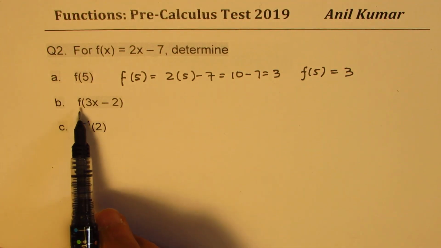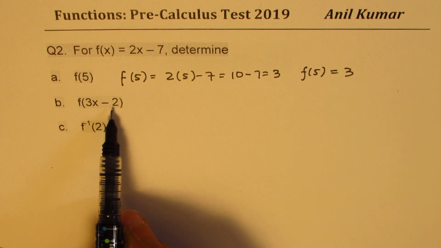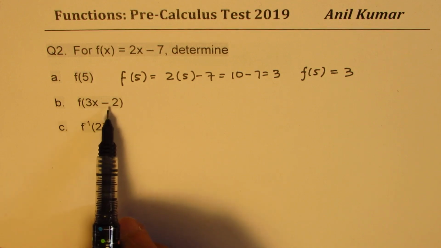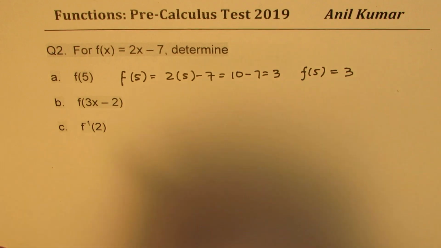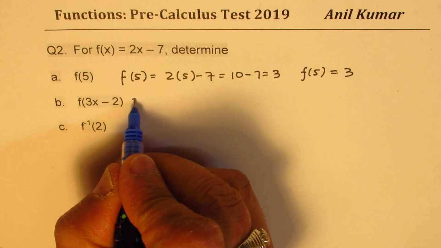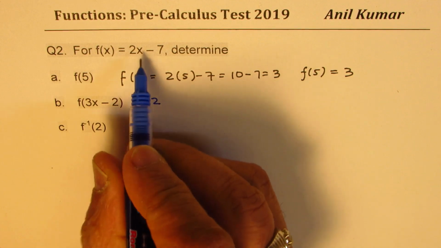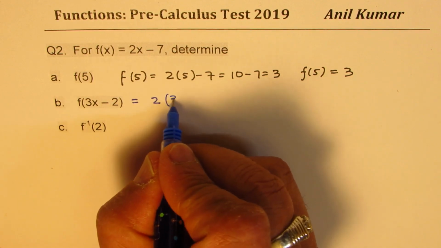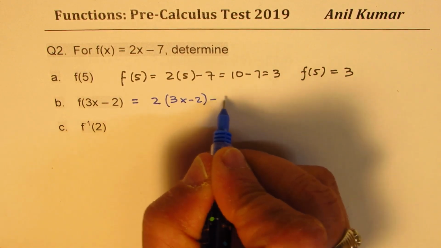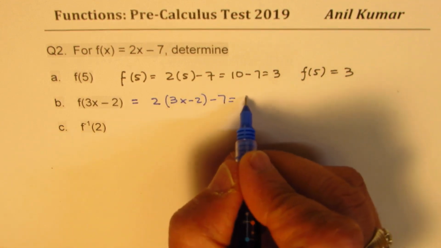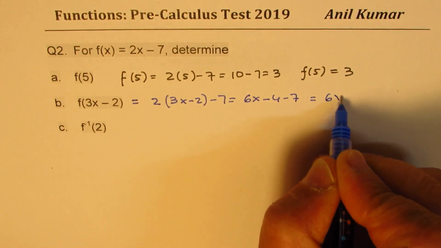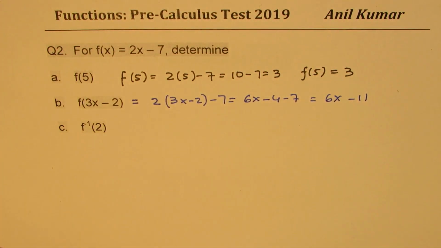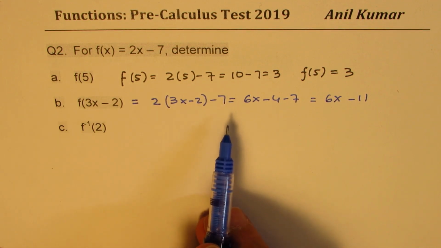Now we need to find what is f of 3x minus 2. So you have to replace x with 3x minus 2. Correct? So let's do this. So f of 3x minus 2 is equal to 2 times, replace this x with 3x minus 2, right? And then solve. So open the bracket, you get 6x minus 4 minus 7. That gives you 6x minus 11. So that becomes the solution for the second part, right?